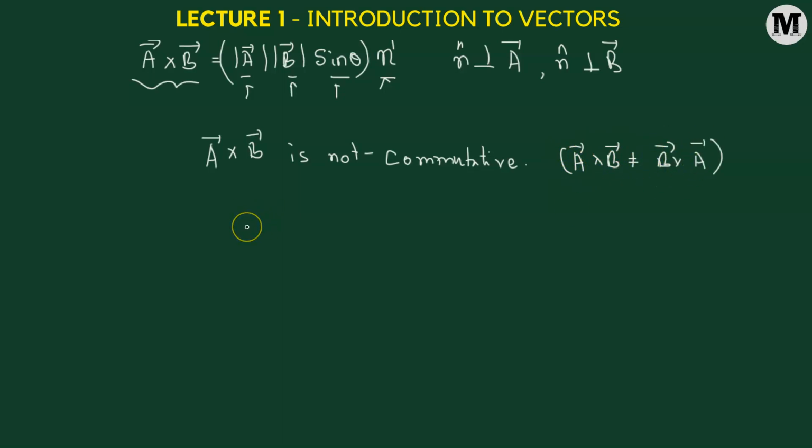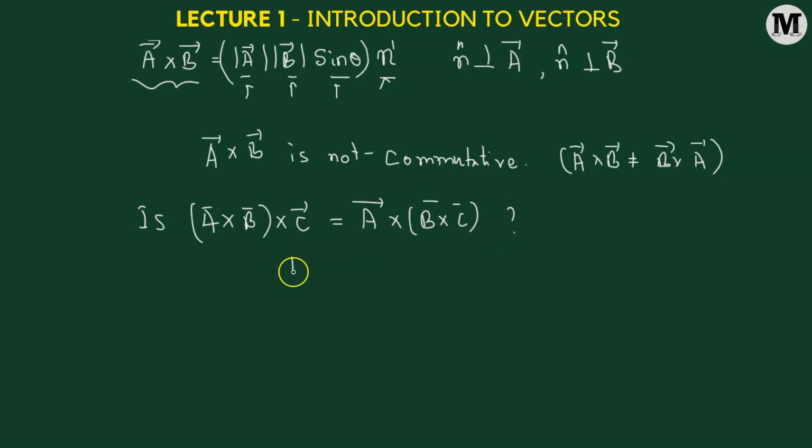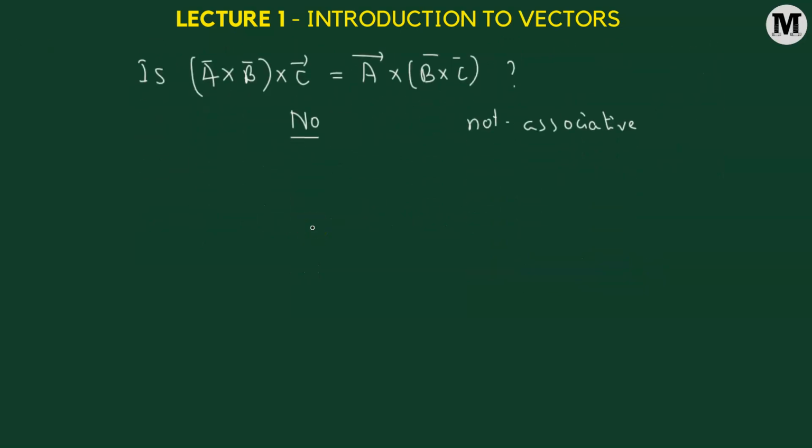Then is the vector cross product associative, meaning is A vector crossed with B vector, and then we cross with C vector, equal to A vector crossed with B cross C? Is it going to be true? The answer is no. The vector cross product is also not associative in nature. So let's try to understand it visually.